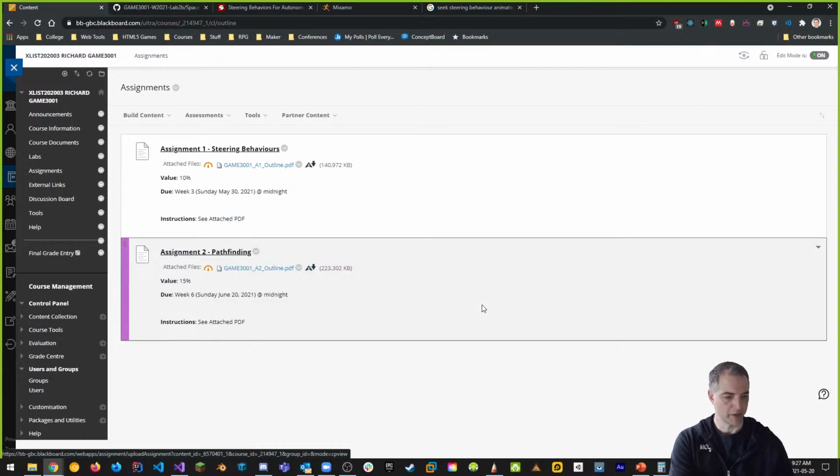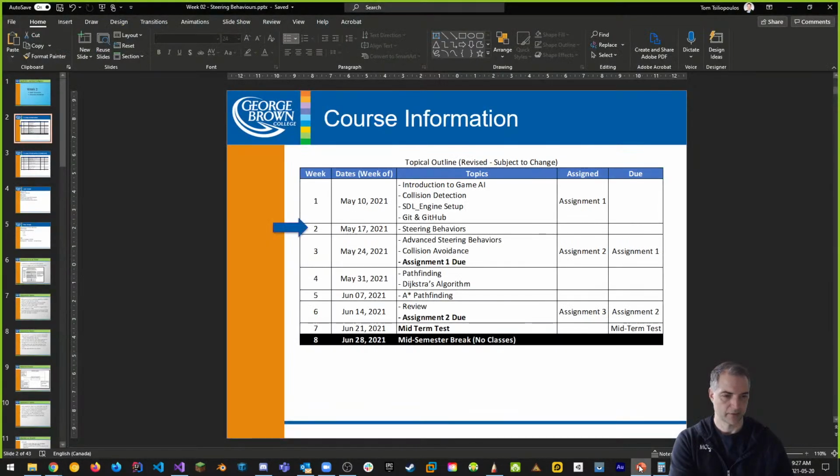We talked about steering behaviors again, as an example for what our topic was today, steering behaviors and kinematic movement. And next week, when we get together, we're going to be talking about more advanced steering behaviors and collision avoidance. So those are the 2 things we're looking at for next week. But again, your assignment's due at the end of the week.